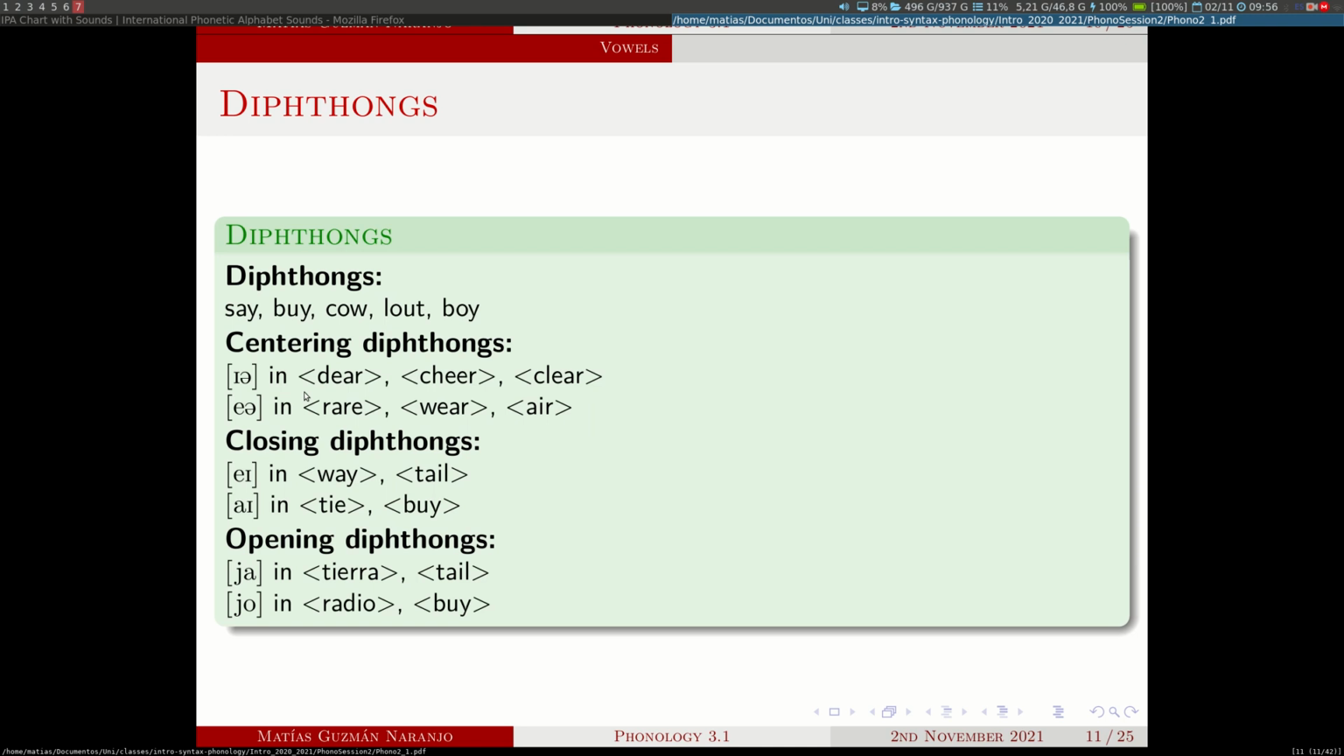So here are a couple of examples. These are English diphthongs like dear and rare and cheer and where. You have some closing diphthongs also in English. And the idea of a closing diphthong is that the vowel starts in a more open position and it goes to a more closed position. So way and tie, by and tail. And opening diphthongs are the other way around. So you start in a very closed position and then you go to a more open position. So ya and yo, like in tierra and radio.